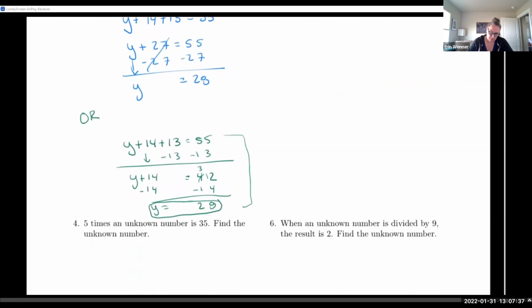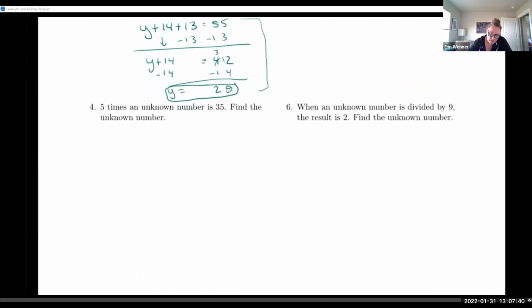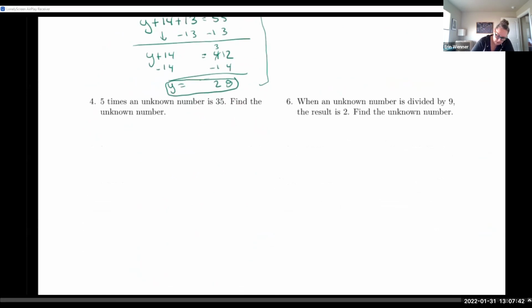All right, number 4 says 5 times an unknown number is 35. So again, the word times means multiply. And we can represent that with parentheses, a dot, okay? I don't like to use the little x because now that we're starting to deal with variables, it gets confusing if we have the x to mean multiplication. Or you can just write the number in front of the variable, meaning we're gonna have 5 times an unknown number. Let's call it m, why not?